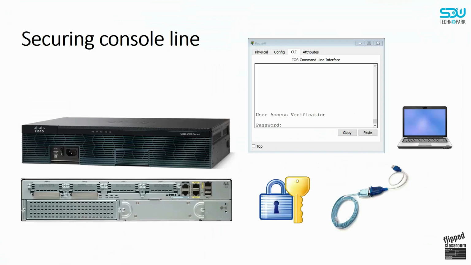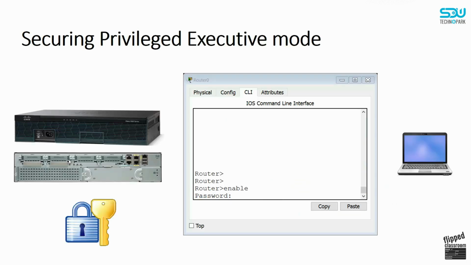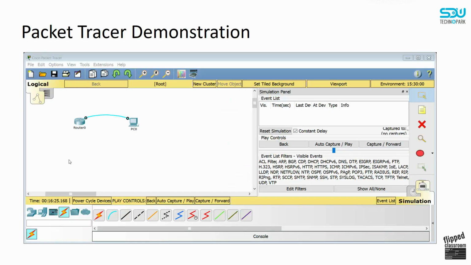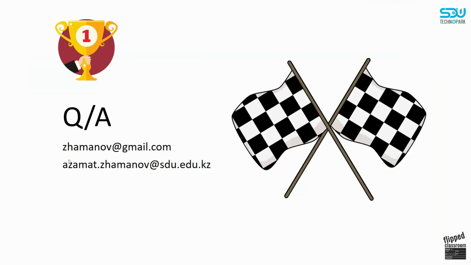Let's continue with our lecture. Securing the console line. Now you know how to secure the console line and the privileged executive mode. Securing the VTY line, we'll speak about it a little bit later in the next lesson. And some Packet Tracer demonstration I already showed you. And this is actually the end of this short lesson.